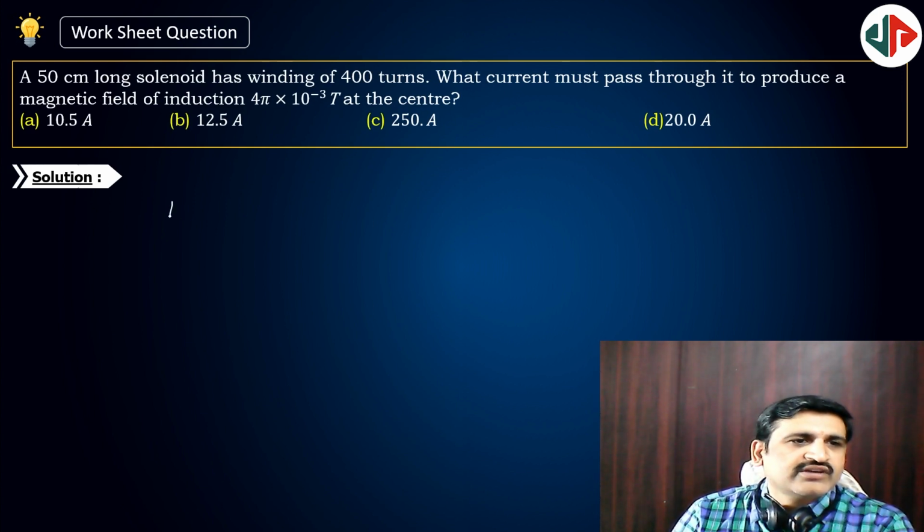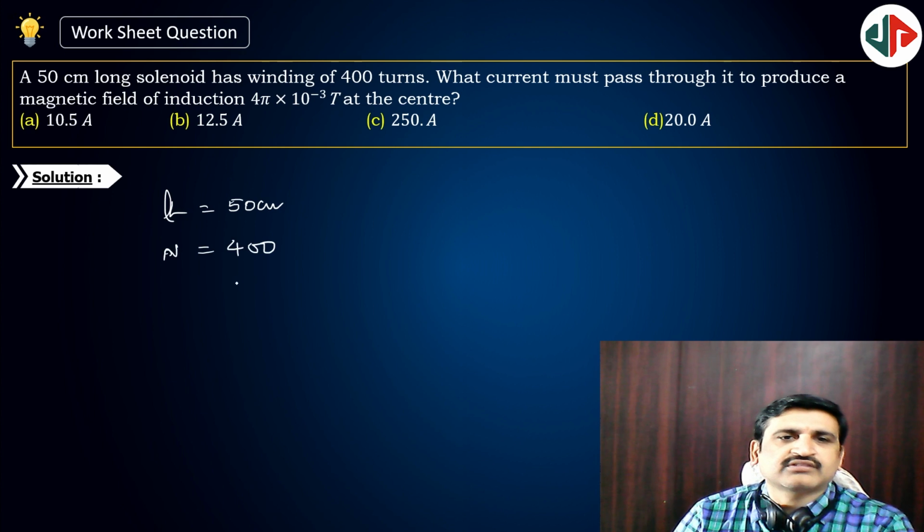Length of the solenoid L is equal to 50 centimeter and windings are 400. Capital N is equal to 400. What current must pass through it to produce a magnetic field B of 4 pi into 10 to the power of minus 3 at the center?